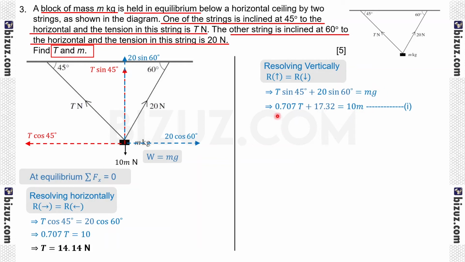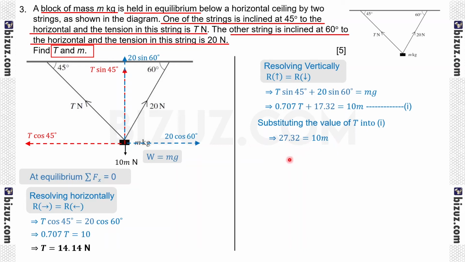So we can write 0.707, which is sin 45, so 0.707 T plus 17.32, which is 20 sin 60 degrees, equals 10m, where g is equal to 10. Now this can be treated as equation 1. Now we can substitute the value of T into equation 1. So substituting, we get 0.707 times 14.14 plus 17.32, which is equal to 27.32. So 27.32 equals 10m.